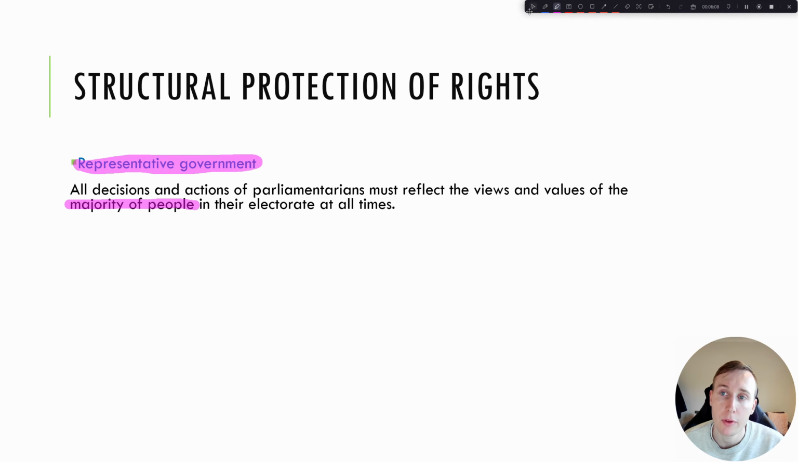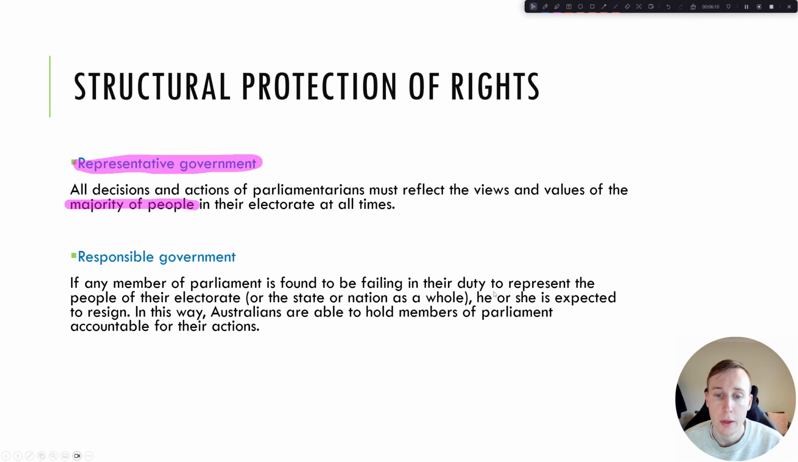The next one we have is what's known as responsible government. It's pretty similar, in my opinion, to representative government, but what it's basically doing is putting a lot of pressure on members of parliament to be accountable. If someone is failing to do their duty to represent people of their electorate, for example, the Minister for Education is doing a really poor job, they're expected to resign. It really just keeps everyone in Parliament accountable to keep doing their job correctly for the foreseeable future when they are in power.